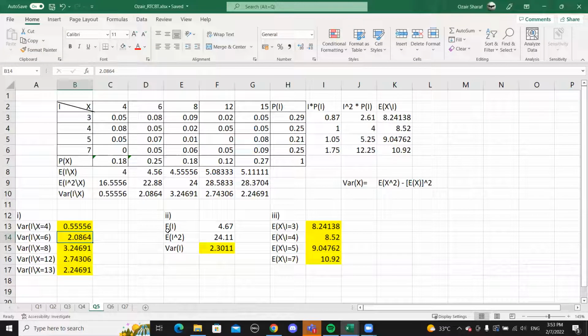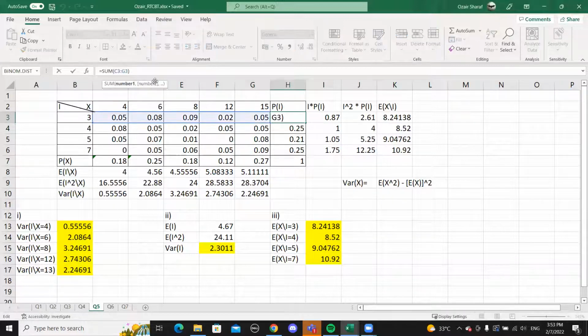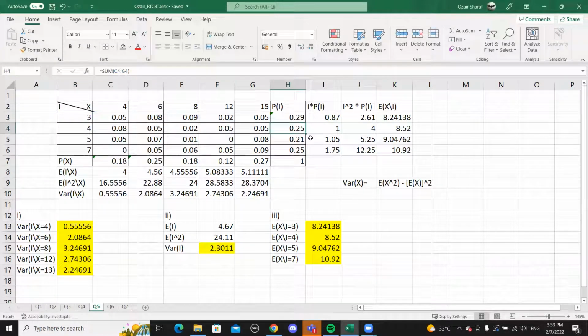Next, we have to find the expectation of I. To find the expectation of I, we need to find the probability of I. So how do you find the probability of I equals 3? Simply the summation of when I equals 3, regardless of the x values: 0.05 plus 0.08 plus 0.06 plus 0.02 plus 0.05, which gives you this. And you do the same for the rest. The probability of I equals 4 is the summation across 0.08 up to 0.05.